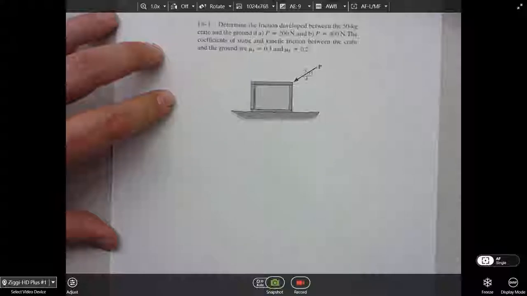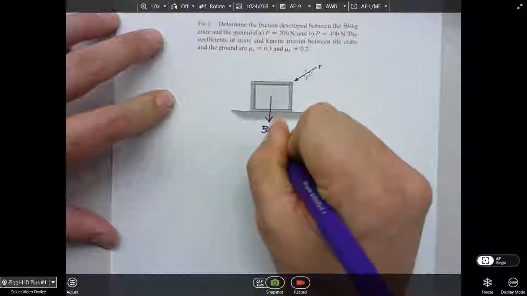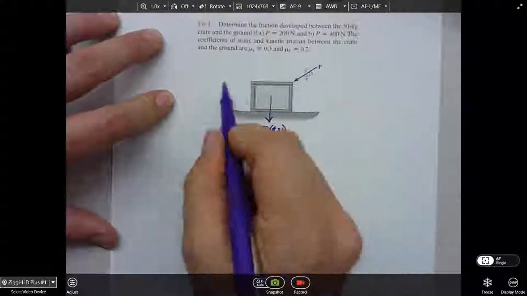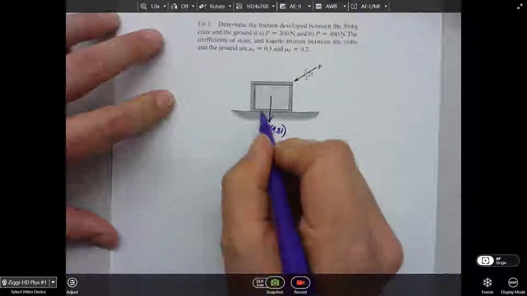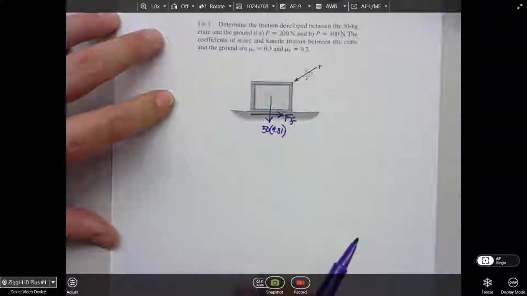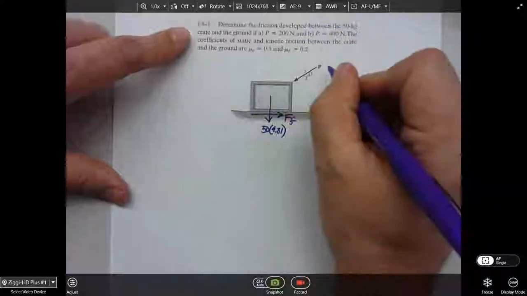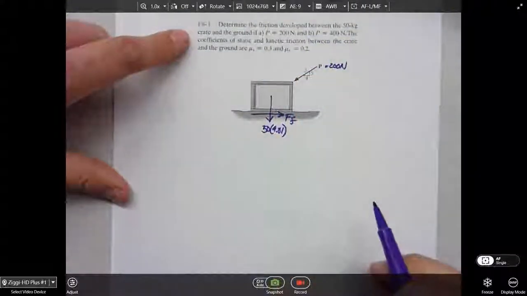All right, so here's the quiz. Determine the friction developed between the 50-kilogram crate and the ground, if P equals 200 newtons, and if P is 400 newtons. So that tells us we got 50 times 9.81 acting down. Looks like we're pushing it that way. So which way does the friction force go? To the right. Why? Because it's opposing motion, right?